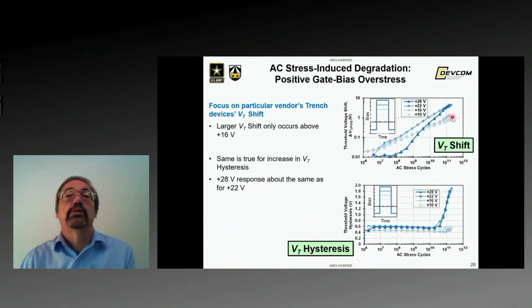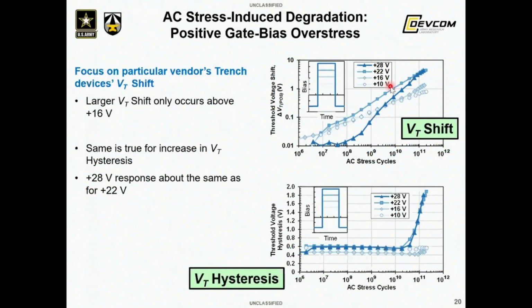Looking on the other side, on the positive gate bias overstress, we looked at a range of voltages from +10 to +28. The two lower ones, +10 and +16, don't show much effect, whereas the larger positive biases do, but again, the effects tend to saturate. +28 is no worse than +22, and the same is true when looking at the VT hysteresis.